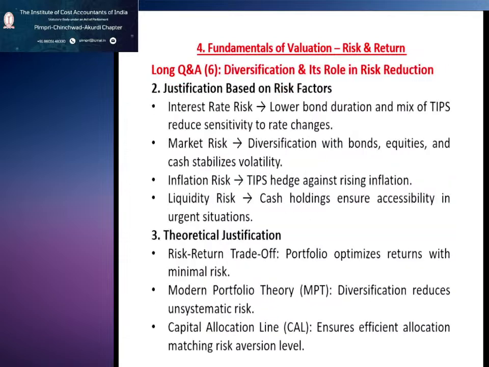Diversification or composition. Theoretical justification: in a way, the risk-return trade-off is achieved, and the portfolio optimizes returns with minimal risk. Modern portfolio theory therefore says diversification reduces unsystematic risk, and the capital allocation line, that is CAL, ensures efficient allocation matching risk aversion levels. So this is what the theoretical justification of diversification and its role in risk reduction is all about.